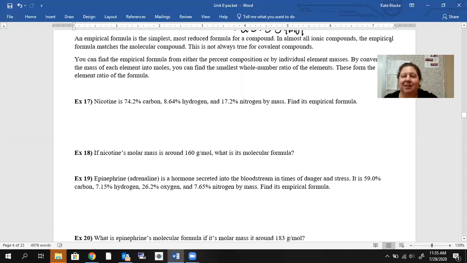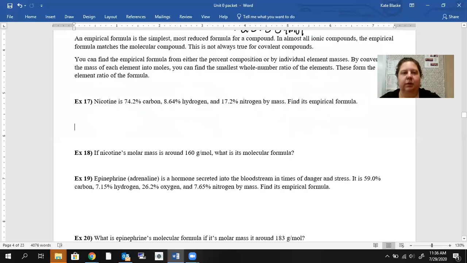Now, I'm going to do one of these examples together because this is something that people always forget how to do, but this is something that you need to practice. These show up on the AP test all the time, right? So here we've got nicotine as an example, 74.2% carbon, 8.64% hydrogen, and 17.2% nitrogen by mass. Find its empirical formula. When we're finding the empirical formula, we're really finding that ratio of atoms. How many of those atoms are there to each other? In copper bromide, it was 1 copper to 2 bromine. We need to figure out what the ratio of carbon to hydrogen to nitrogen is.